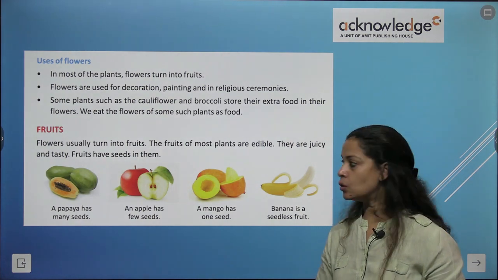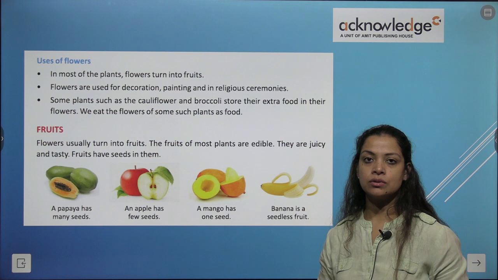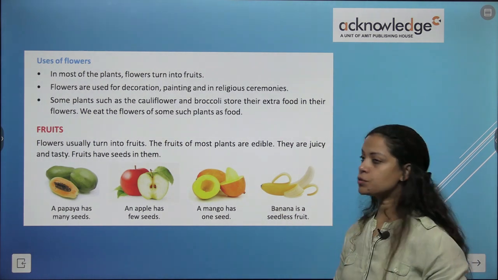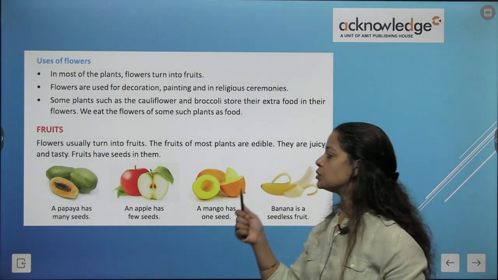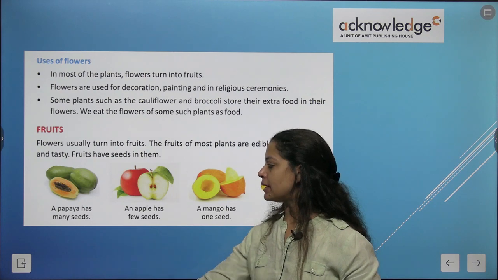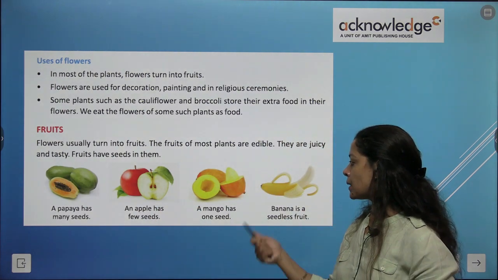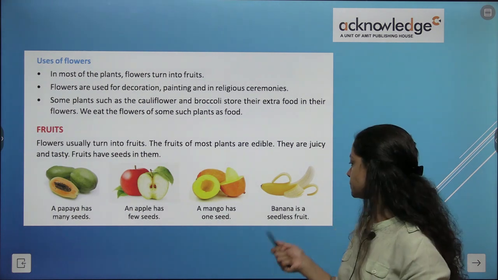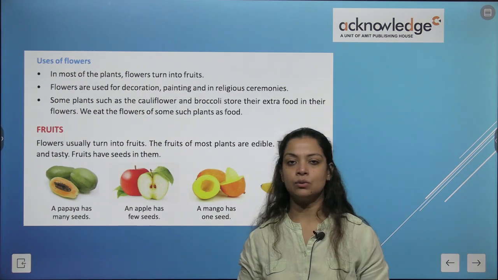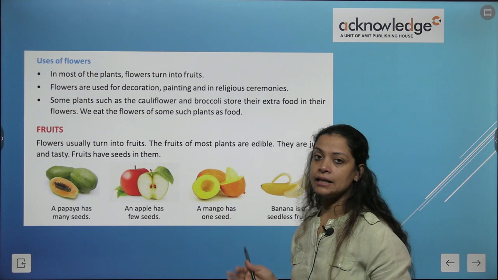So, fruits. Now let us know about fruits. Flowers usually turn into fruits. Fruits क्या होता है? जब flower ही fruits में बदल जाता है. The fruits of most plants are edible. They are juicy and tasty, and fruits have seeds in them. So a papaya has many seeds. See, like this. Apple has few seeds. Mango has one big seed. Banana is a seedless fruit. Banana एक ऐसा fruit है जिसमें seed नहीं होता. All right. So these are the fruits that we eat in our day-to-day life.